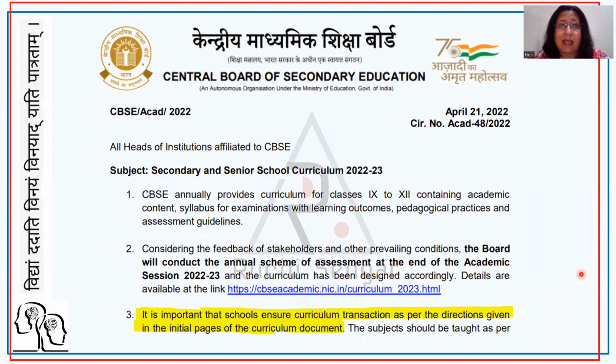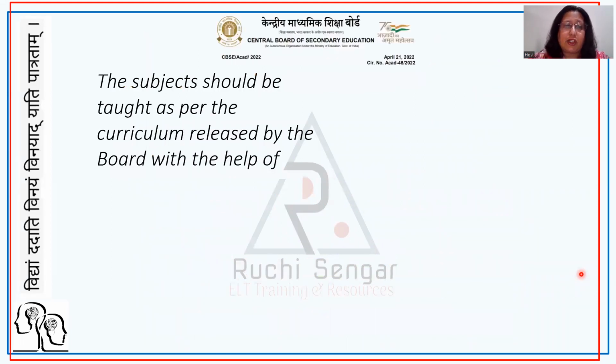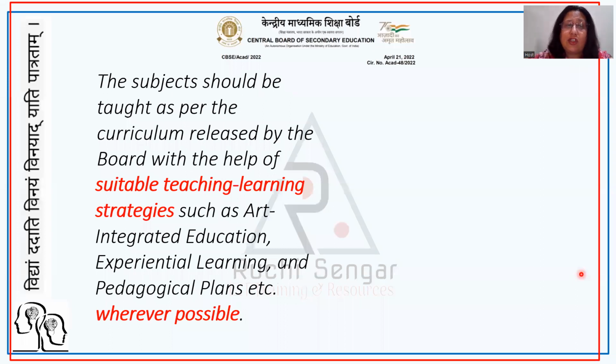Now, what else does this circular say for all of you? It says that the subject should be taught as per the curriculum released by the board with the help of suitable teaching learning strategies. All through the year, through the COE sessions, they've been training teachers for art integrated education, experiential learning, pedagogical plans, happy, joyful classrooms, teacher as facilitator, story integration, sports integration, so many things, competency-based pedagogies and such. And they've also added, wherever possible, do not force art where it is not possible. Don't force it. It should lend itself to it naturally. We are lucky that our subject offers us many opportunities.